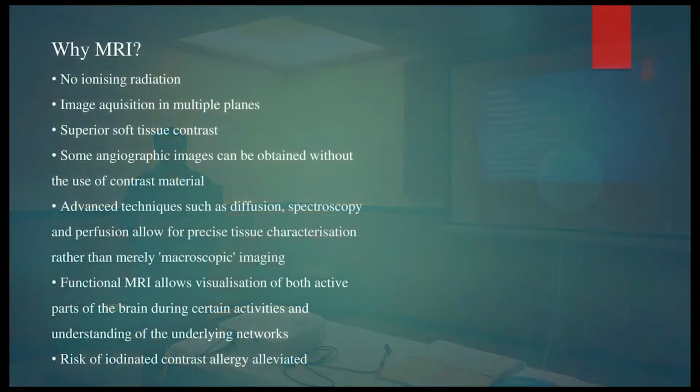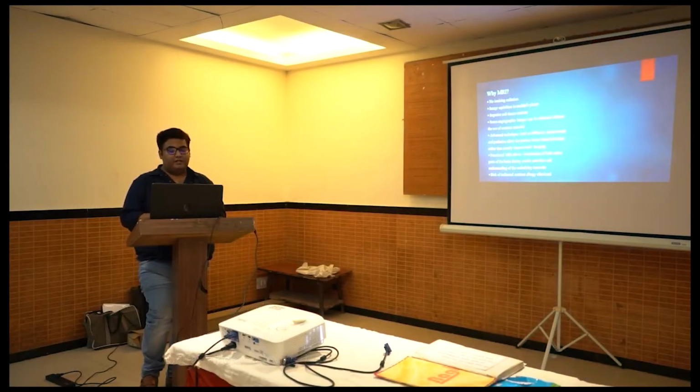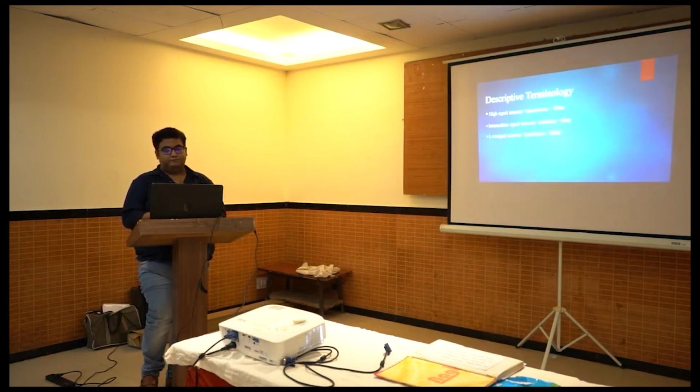Why MRI? Why should MRI be used? There is no ionizing radiation. Image acquisition is done in multiple planes, that is sagittal, axial and coronal. Superior soft tissue contrast is there. Some angiographic images can be obtained without the use of contrast material. Advanced techniques such as diffusion, spectroscopy and perfusion allow for precise tissue characterization rather than merely macroscopic imaging. Functional MRI allows visualization of active parts of the brain during certain activities and understanding of the underlying networks. Risk of iodinated contrast allergy is gone.